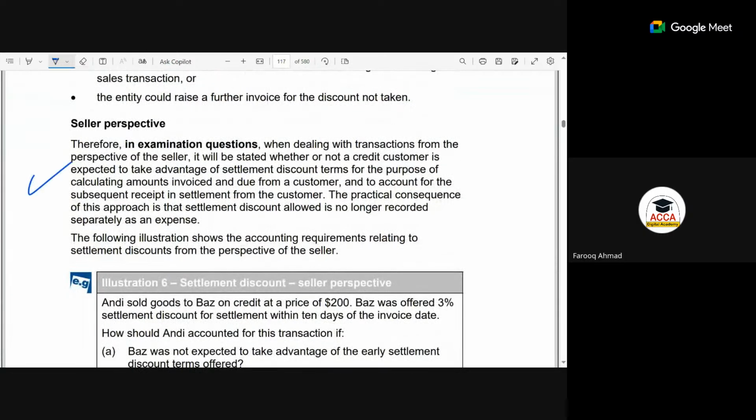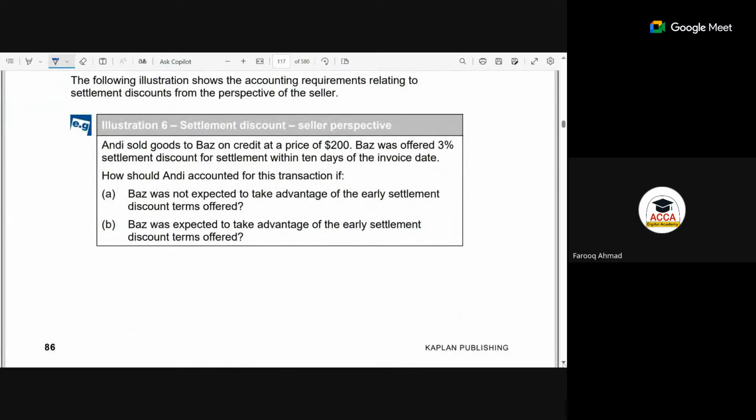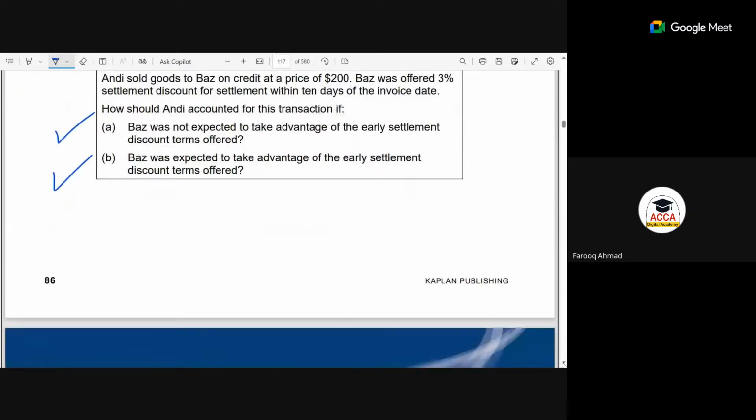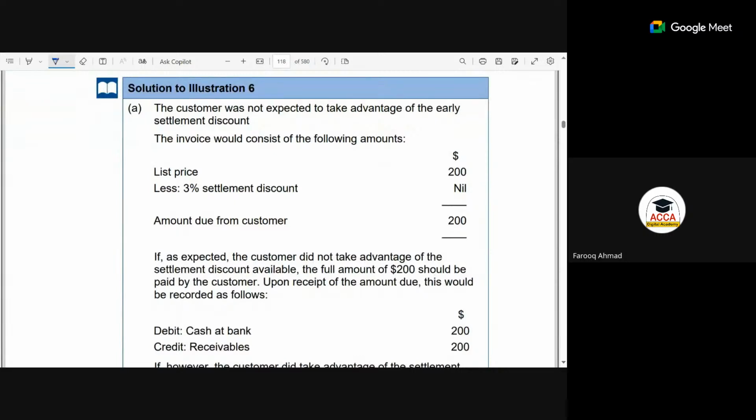Students, go through this examination question while dealing with the transaction from the perspective of the seller. It will state whether or not the credit customer is expected to settle early. Just go through this paragraph, it is important from an exam point of view. They have highlighted some areas. Settlement discount, this is the example they have clearly mentioned. You will see this in your next slide. This is how the transaction will take place: the list price and the amount the customer needs to settle.